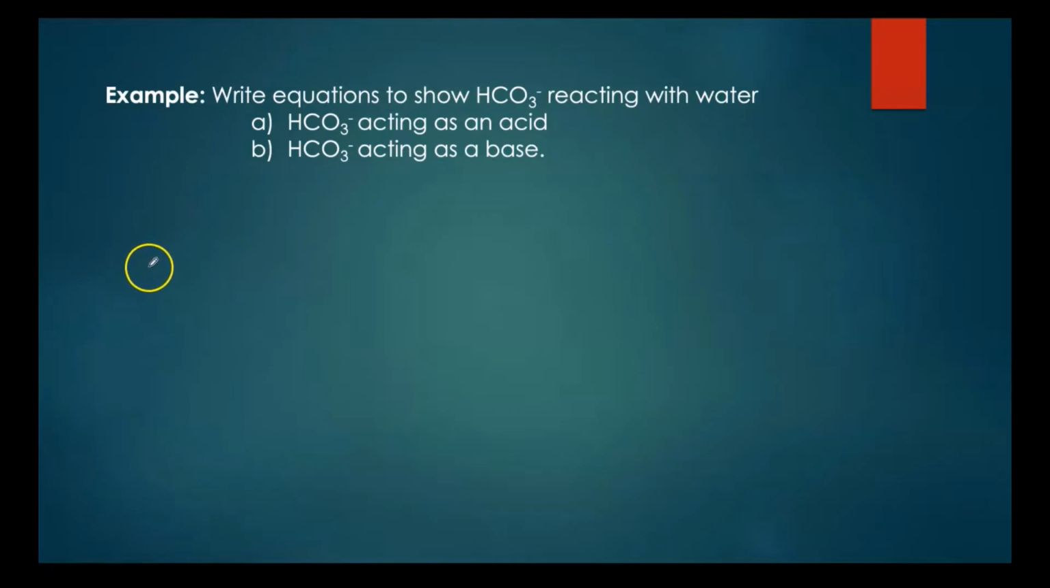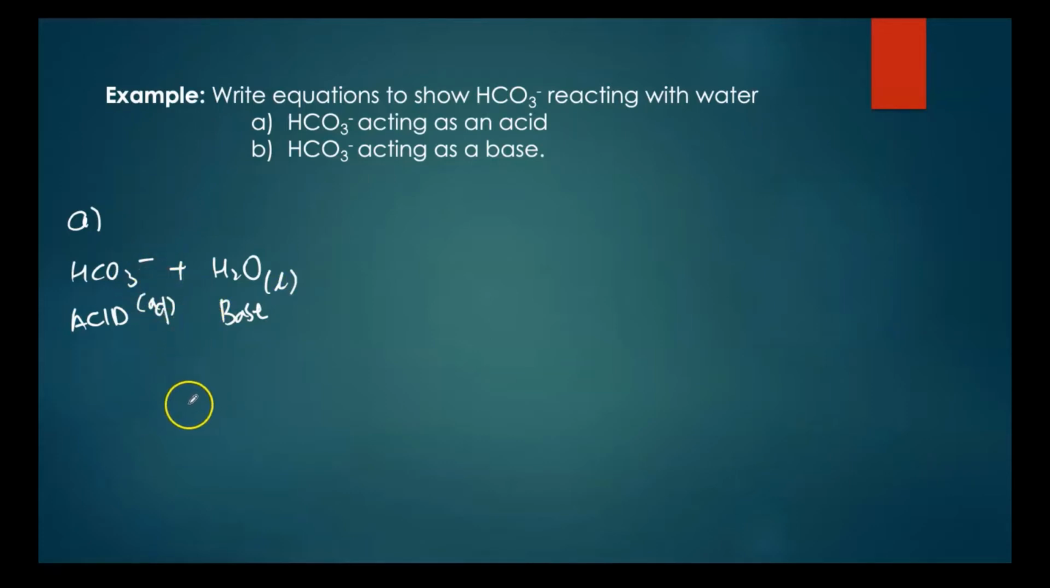Okay, so we have to write the equation to show HCO3 minus reacting with water, first with HCO3 minus acting as an acid and then with HCO3 minus acting as a base. So question A, the HCO3 minus is acting as acid. Then water will be your base. Water is a liquid and HCO3 minus is an ion, so it's aqueous. When they react together, since HCO3 minus is your acid, it gives off its hydrogen ion and H2O will accept it, so we produce CO3 2 minus aqueous plus H3O plus aqueous.